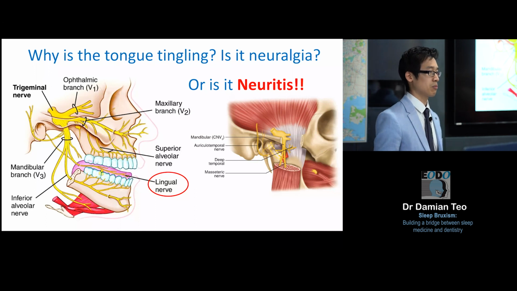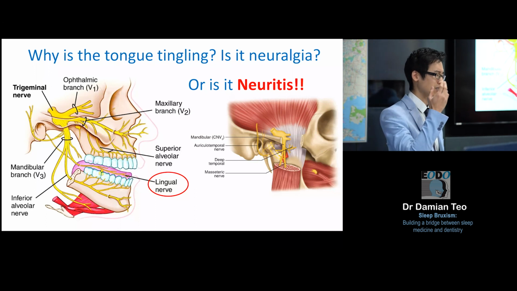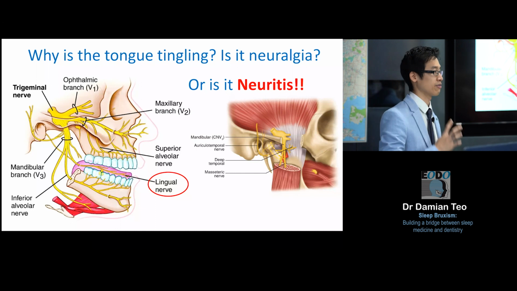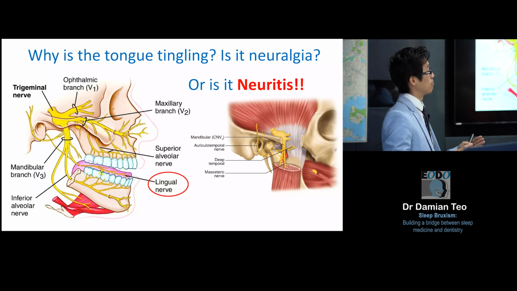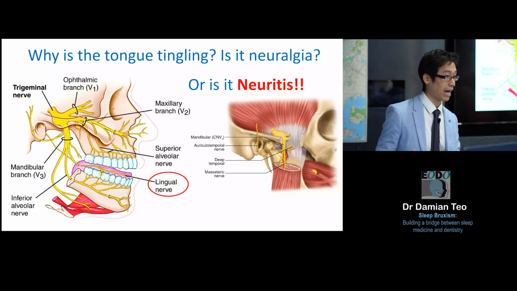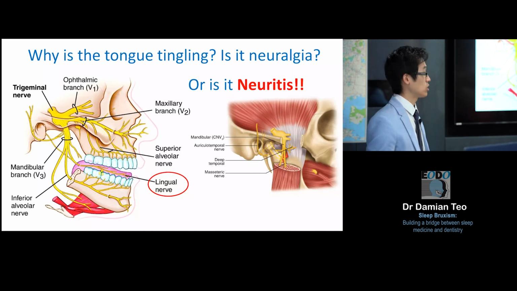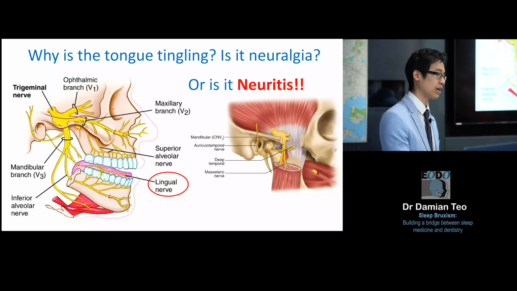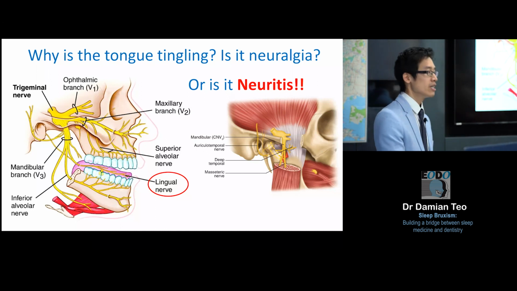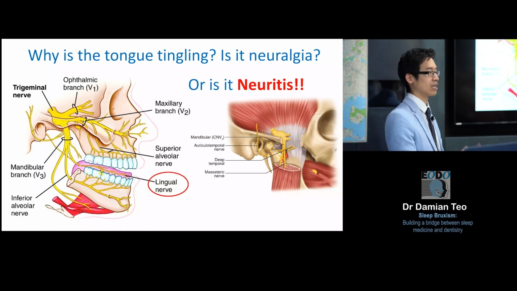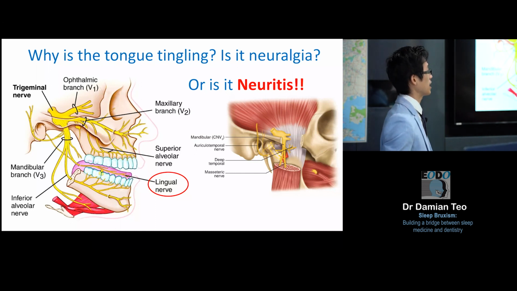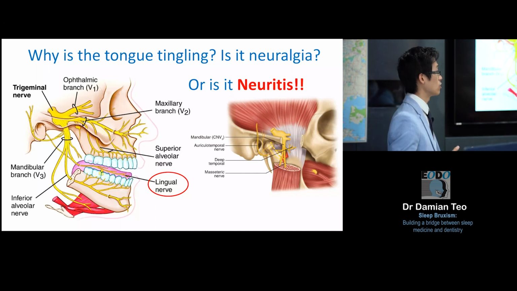And neuralgia is normally stimulated from just light touch or air or something like that. But she was feeling this constant tingling all the time, and sometimes it got worse during jaw function or in the morning when she wakes up. So these are all signs to me that it gets worse during jaw function when she's overworking her jaw muscles. It's also worse in the morning when she's been clenching and grinding her teeth. So I was thinking it may not be neuralgia, it might be neuritis.